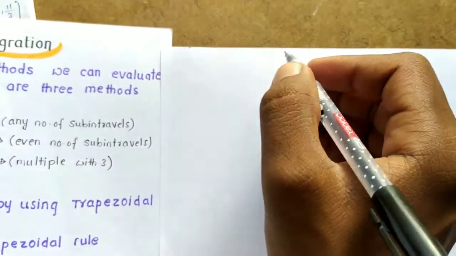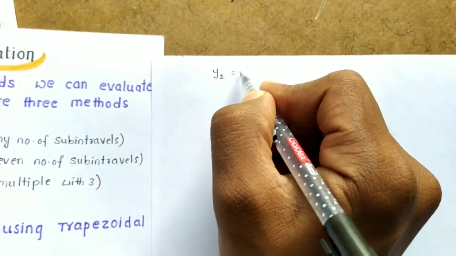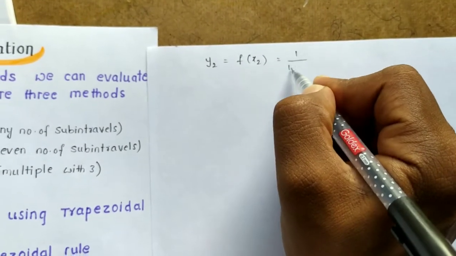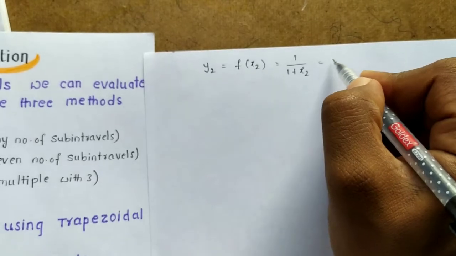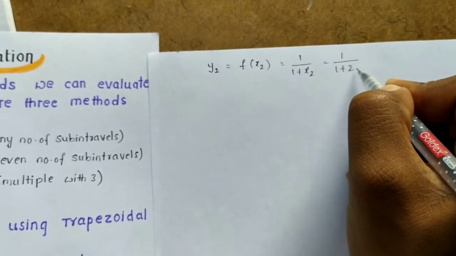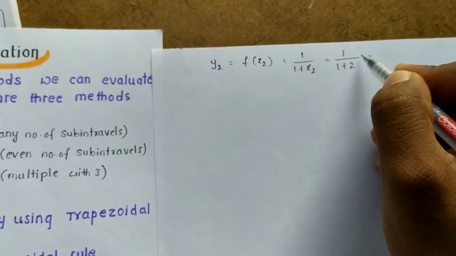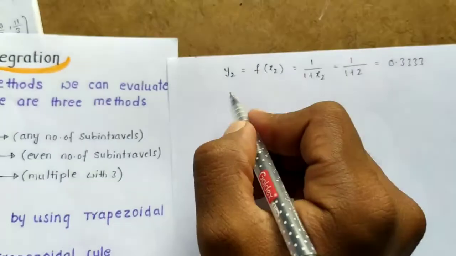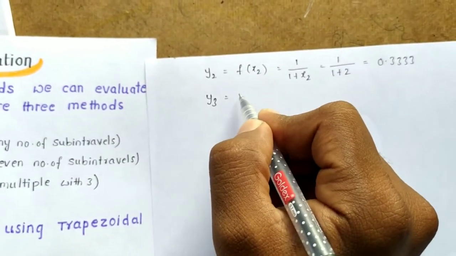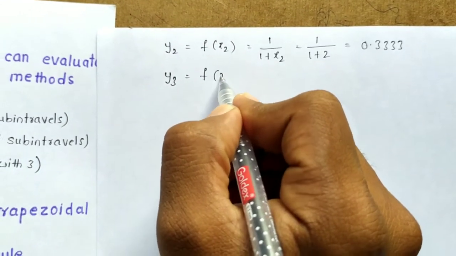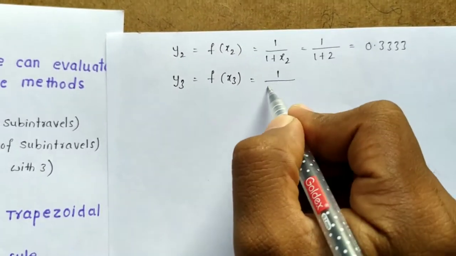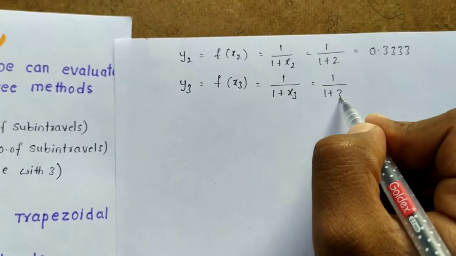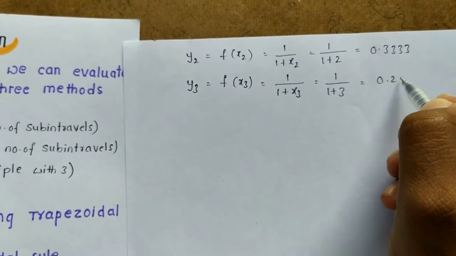Similarly find out the value of y2. Here the value of y2 is f of x2, and the function we already know is 1 by 1 plus x2, so 1 by 1 plus 2. Here the value is 0.333. Similarly find the value of y3, which is f of x3, 1 by 1 plus 3. Here the value is 0.25.